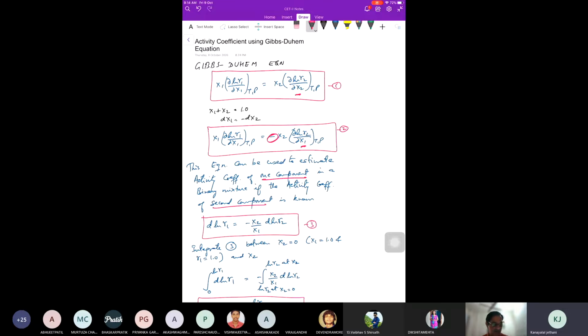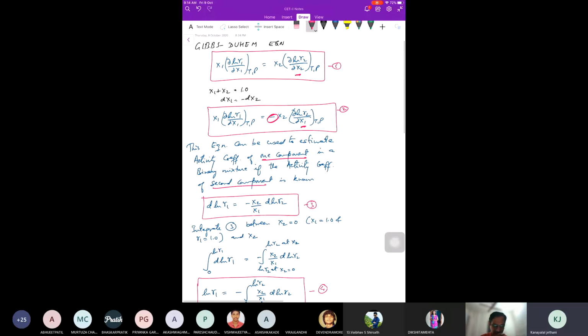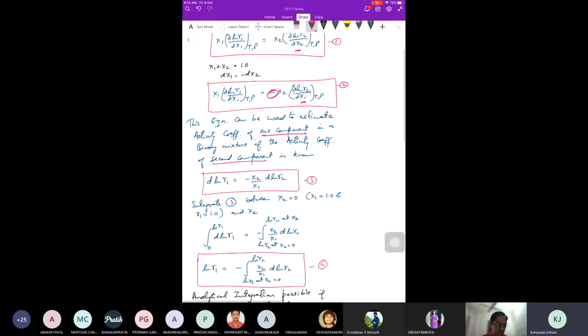Okay, so activity coefficient, we have seen an equation which relates the activity coefficient of one component with the activity coefficient of the second component in a binary system, which is given by equation 1. It can be transformed to equation 2 for a binary system because dx1 is equal to minus dx2. Now you can use equation 2 to estimate the activity coefficient of any one component if we know the activity coefficient of the second component in a binary system. So if you know gamma 1, we can find gamma 2. If you know gamma 2, we can find gamma 1 from equation 2.